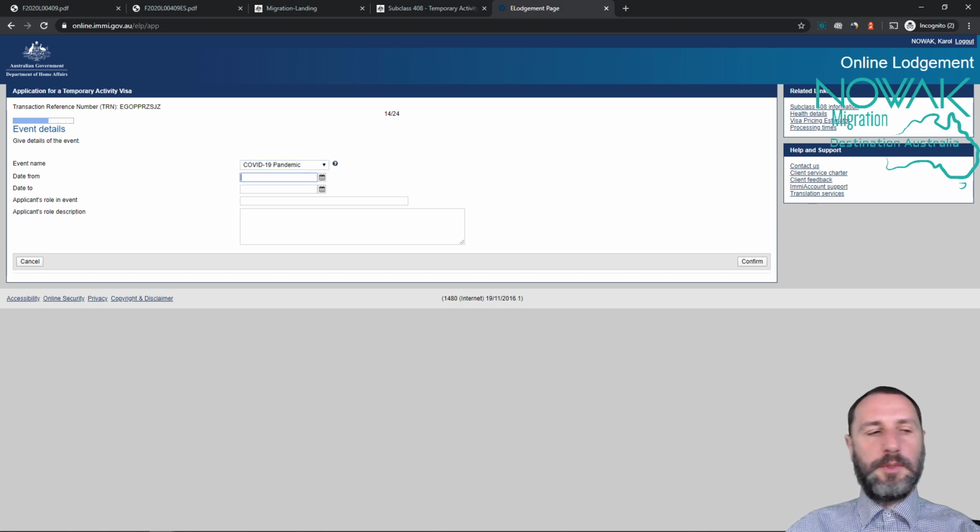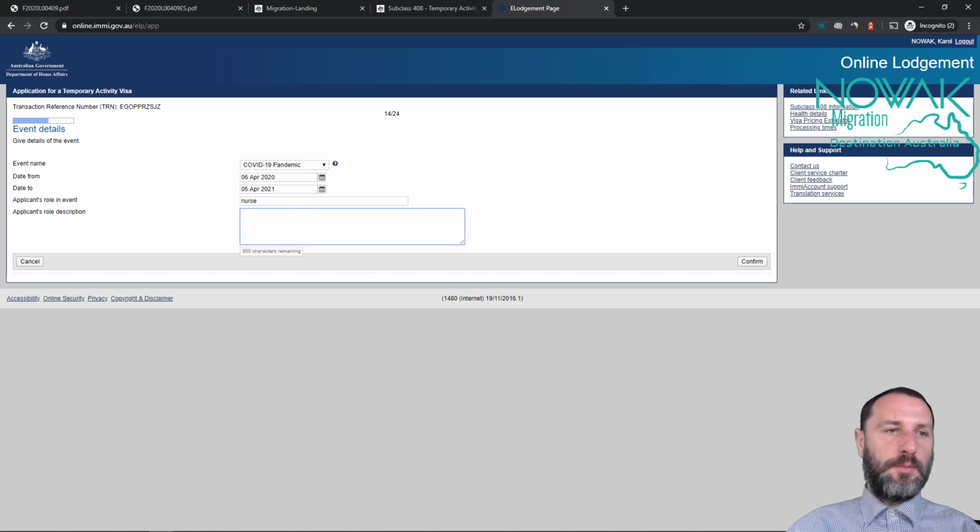Date from 06/04/2019. If you have applied for a year, you will have to put 04 2000, not 19, 2020, sorry, 2021. Applicant's role in the event. What's going to be your role in the event? Nurse. Applicant's role description: providing services as a nurse.